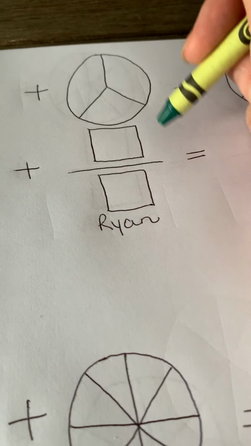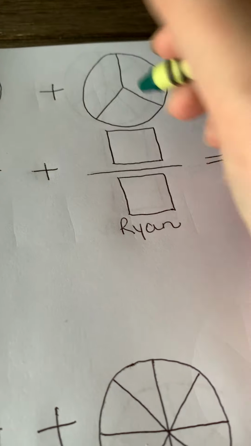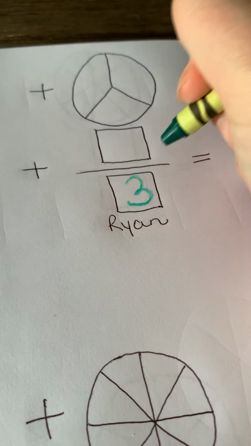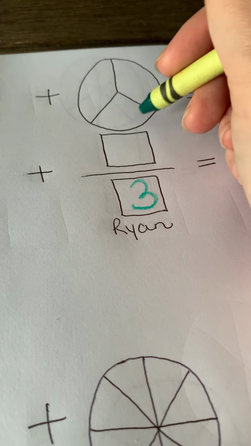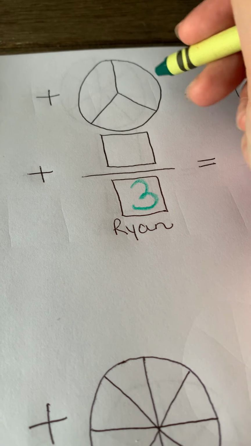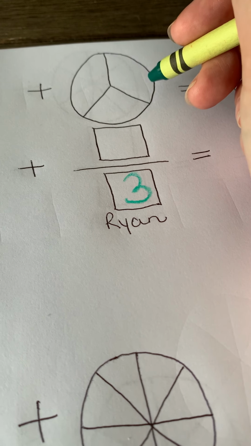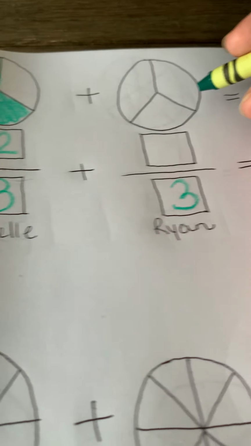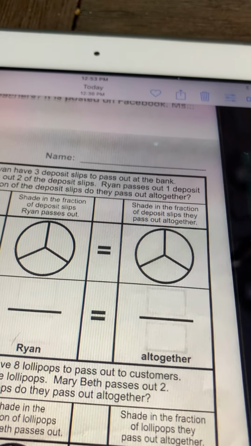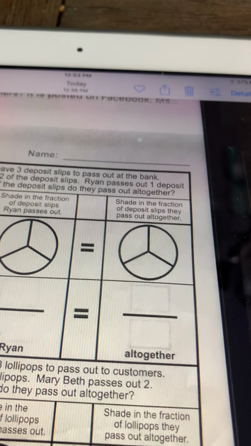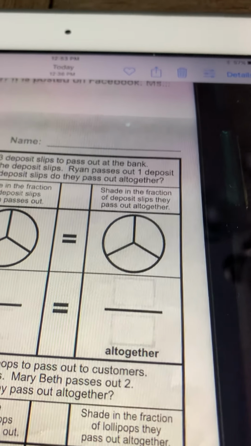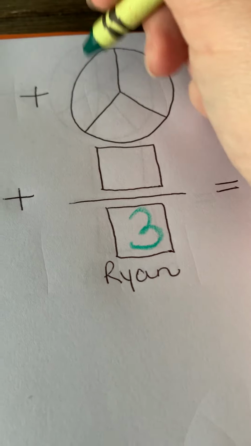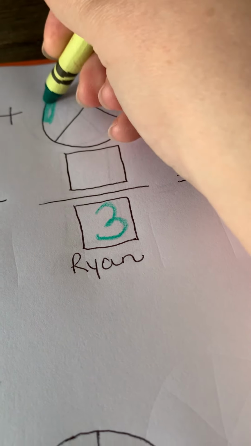Now we have to go and work on Ryan's. And so we already know we have 3. So let's write a 3 in the box because that's what they have all together. That's the total number of pie slices you have. And then we have to go over here and find out how many Ryan passed out. Ryan passed out one deposit slip. So now we need to color in 1 pie slice.